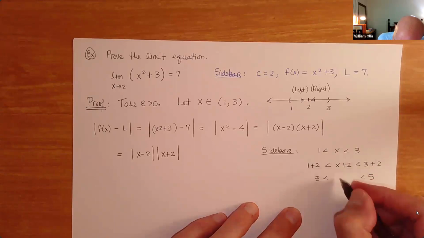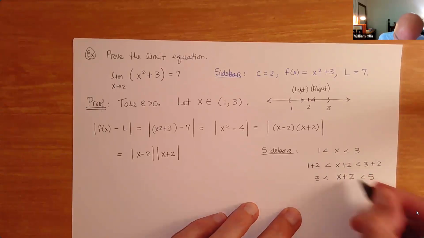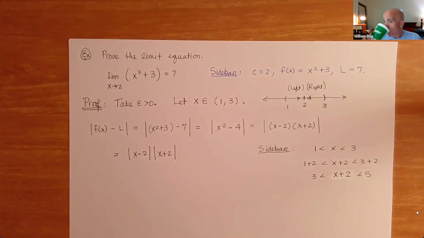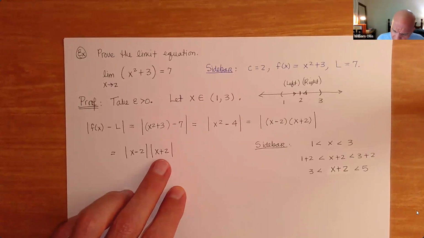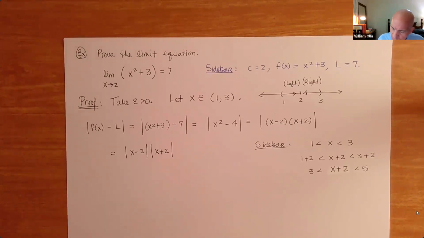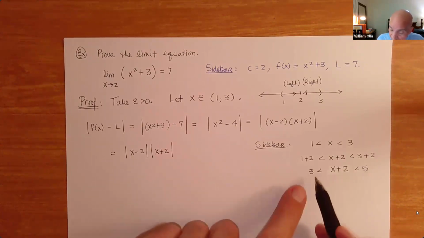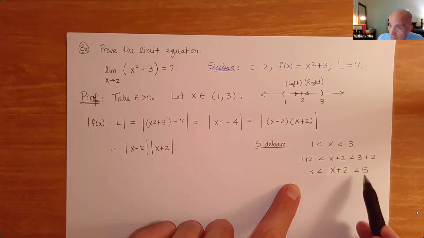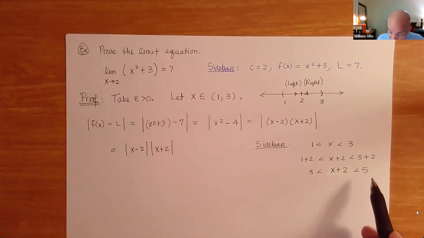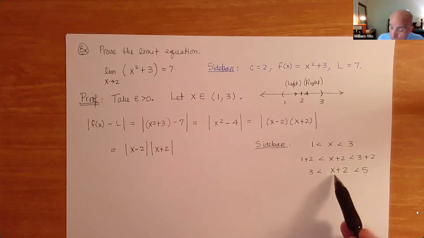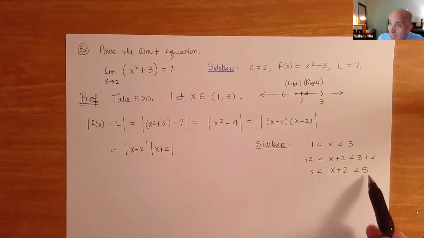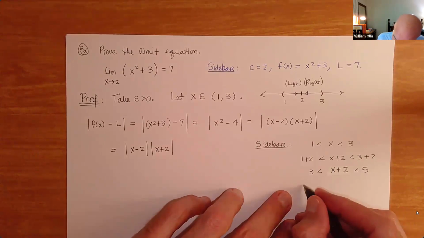So we have x plus 2 living between 3 and 5. Now, when we think about absolute values, this is very important. Notice, and this is essential to this particular problem, the value here is positive and the value here is positive. So this implies that the absolute value of x plus 2 must be less than 5.